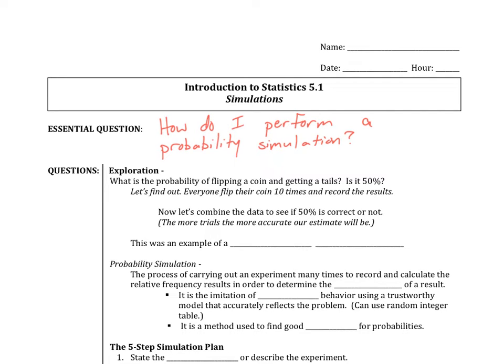So it says, now let's combine the data to see if 50% is correct or not. So if we were in class, we'd total all of this up and see how close we were to 50-50. We would see that the more trials, the more accurate our estimate might be. This is an example of probability simulation.